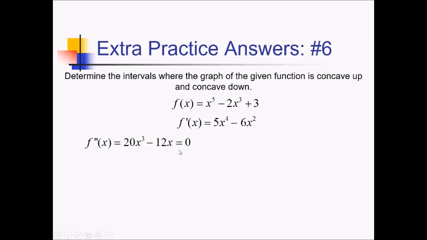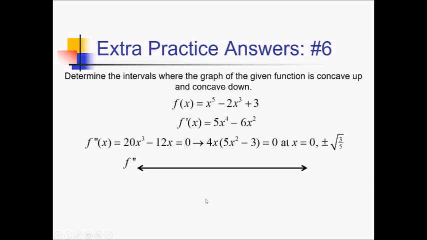do some sign analysis. I can take out a 4x out of all this. That'll leave me with 5x squared minus 3. And then I see that this is going to get zeroed out if x is 0. Or for the stuff in here, if I add 3, divide by 5, and square root, I get plus or minus radical 3 over 5. Let me put all that on my f double prime number line now.